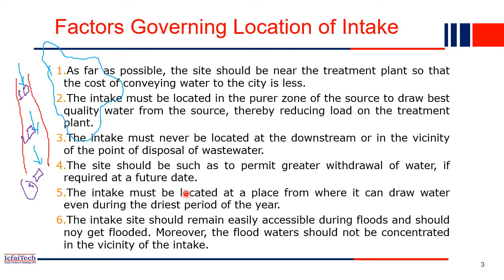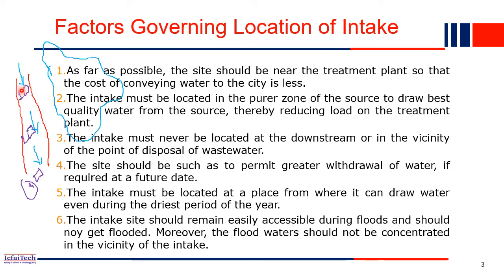So the intake structure must be located at a place where it can draw water even during the driest period of the year, like during the winter time. During the winter time, the river will be in dry condition, meaning the water level will be very low. So the intake structure should be in such a location that even in winter, or even in the driest period, say during the summer time also, you can collect the water from the water body. If you construct it in the middle of the river, then maybe all year you may get water.